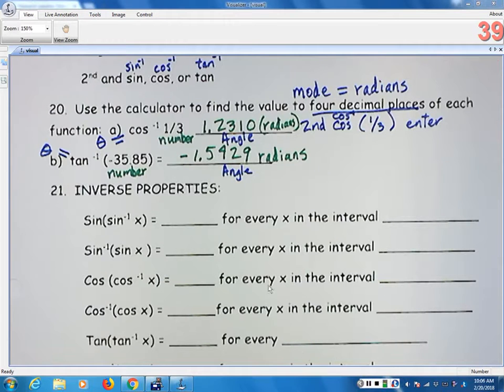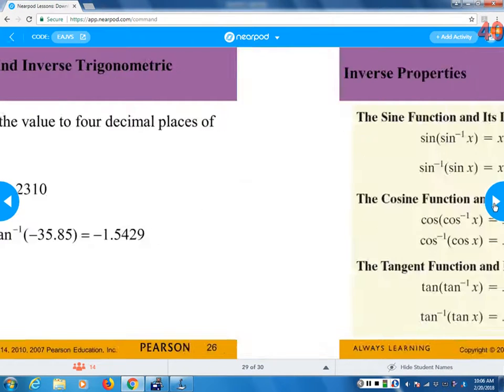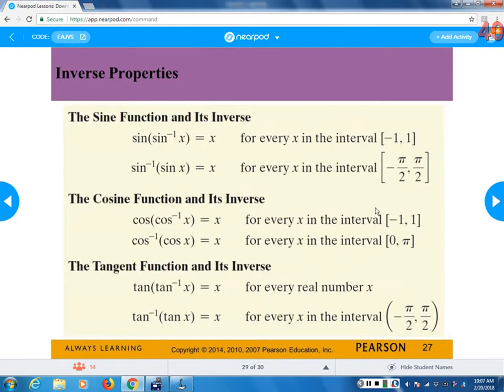All right, so we found those, and we prefer radians. Okay, so these are the inverse properties of sine and its inverse. And I'm going to be filling that in in a second.